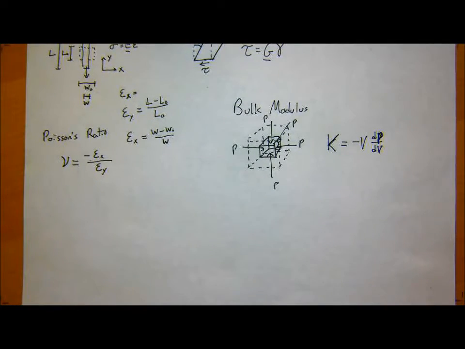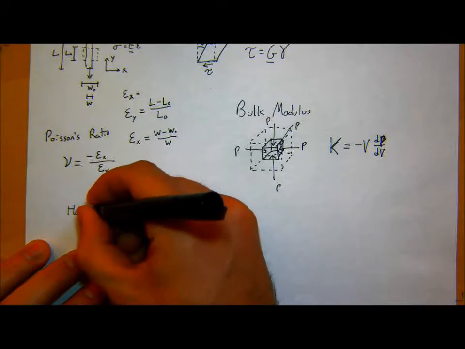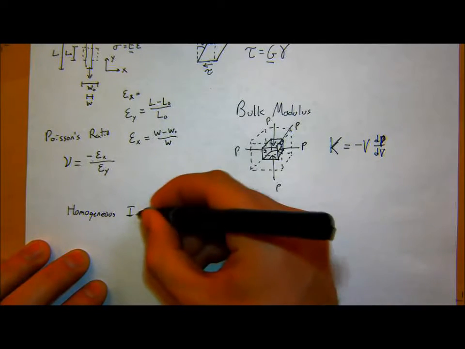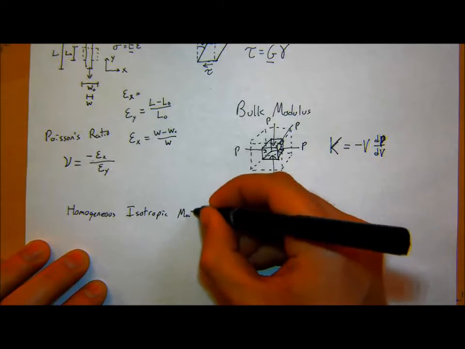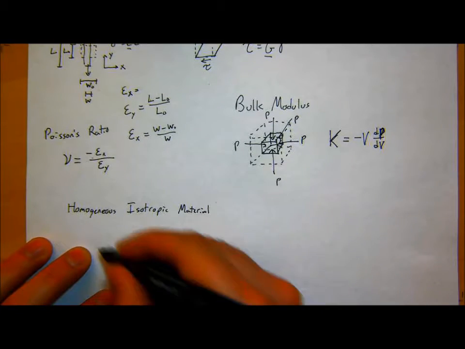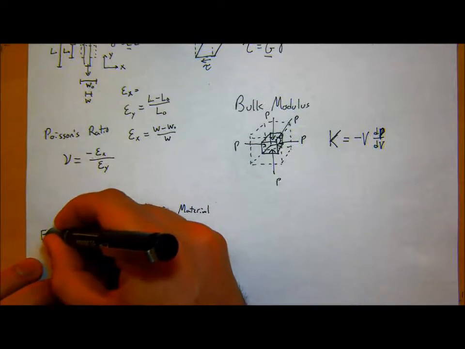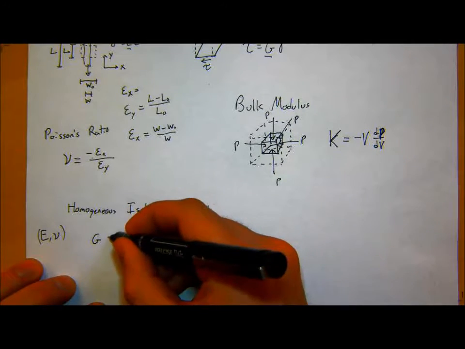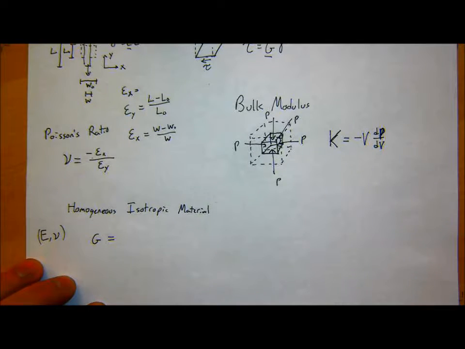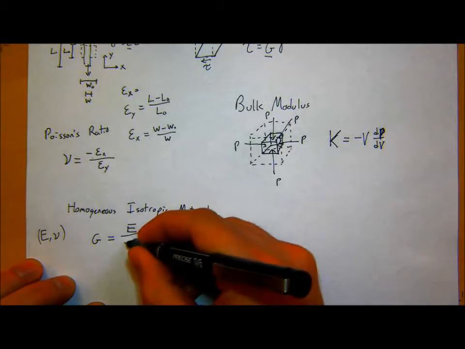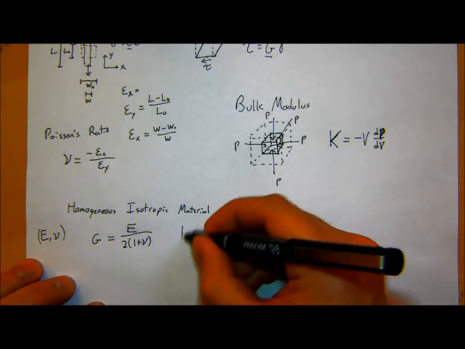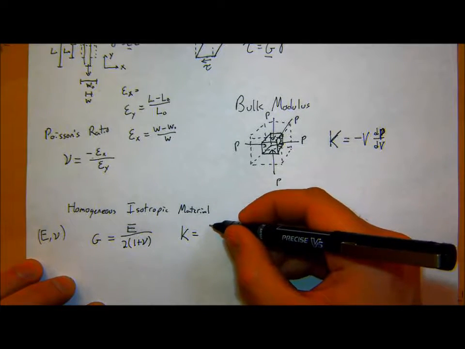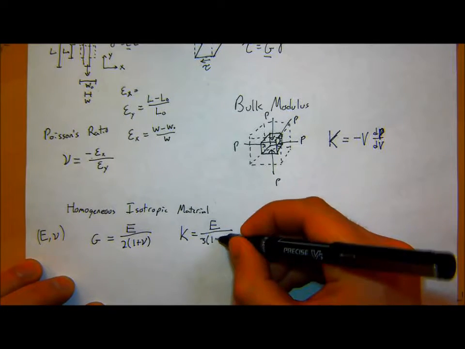These all actually relate to each other. Out of these four material quantities, you only need two of them to know the other ones for an isotropic elastic material, for an isotropic homogeneous material. So for an isotropic material, if I have my Young's modulus and my Poisson's ratio, my shear modulus relates to those: G is equal to E over 2 times 1 plus nu. My bulk modulus is equal to E over 3 times 1 minus 2 nu.